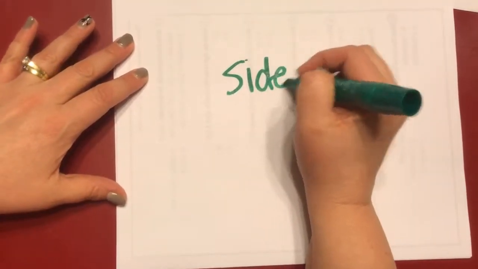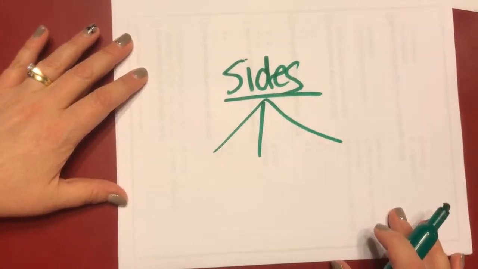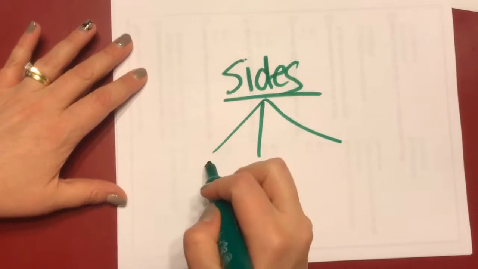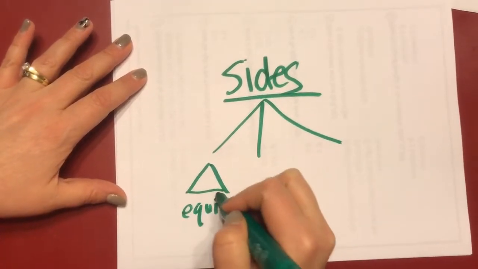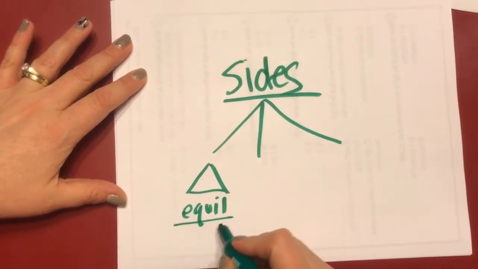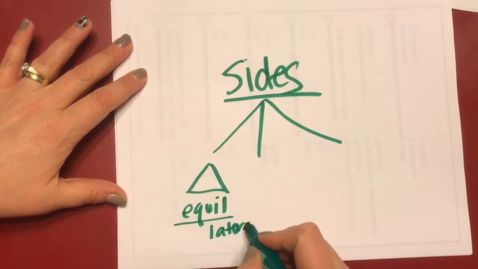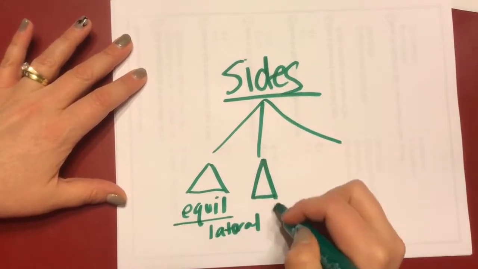Triangles can also be categorized by their sides. So there are 3 major ways to categorize triangles by their sides. We have an equilateral triangle, which means equal, right? Equilateral means equal sides, okay? We have an isosceles triangle.